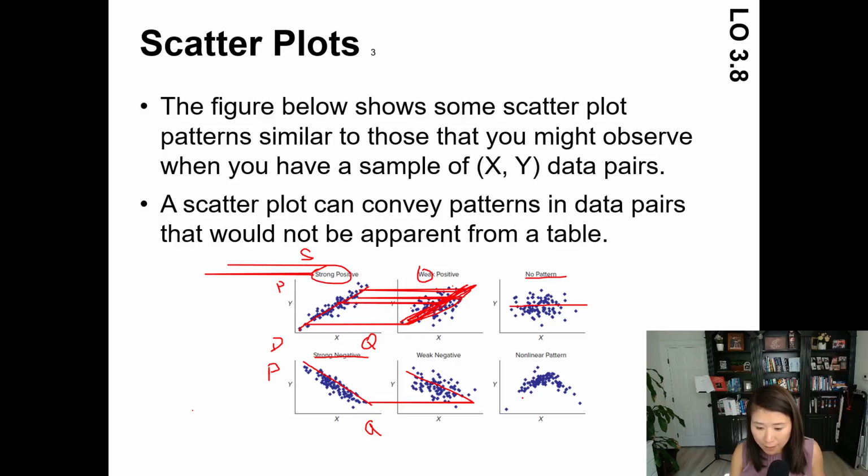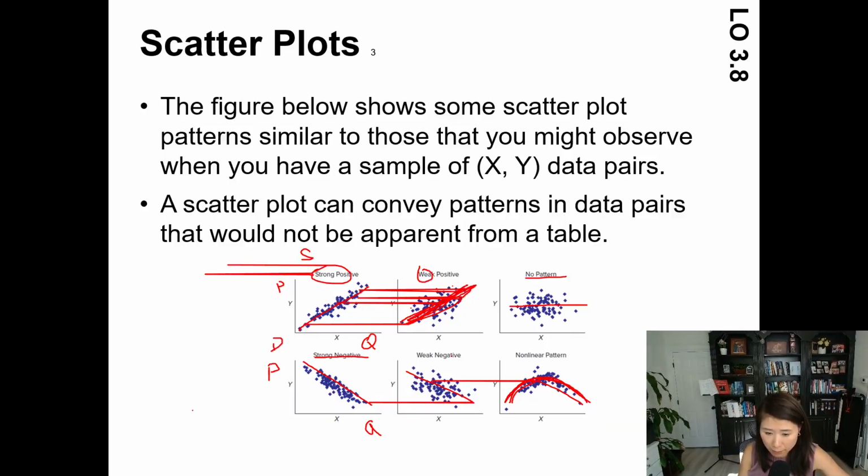The last one we consider is called a non-linear pattern, because when you try to find the trend line, instead of a straight line going up or down, you see a curve, a curvature. In that scenario, we call it a non-linear pattern. So that is our scatter plot. You need to be able to distinguish whether it's a strong or weak, positive or negative relationship, or no relationship, or a non-linear pattern. In our next video, we're going to look at how we can use Excel to develop this scatter plot.